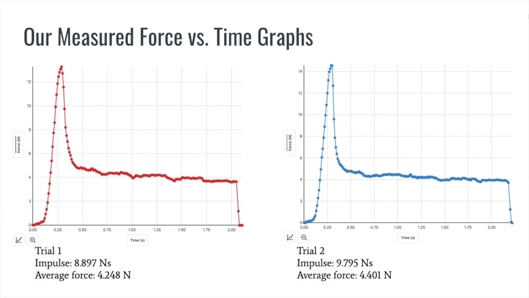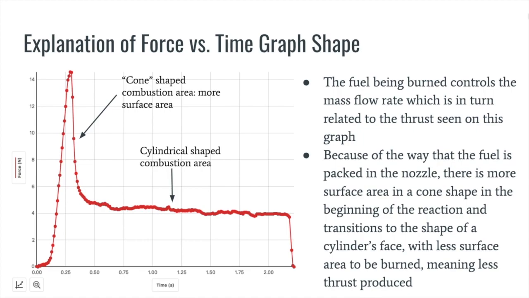As we all know, impulse is force over time. Something you might be wondering is why the force versus time graphs have the shape they do. As thrust directly relates to the mass flow rate, this can be explained by looking more closely at the combustion reaction of the black powder.